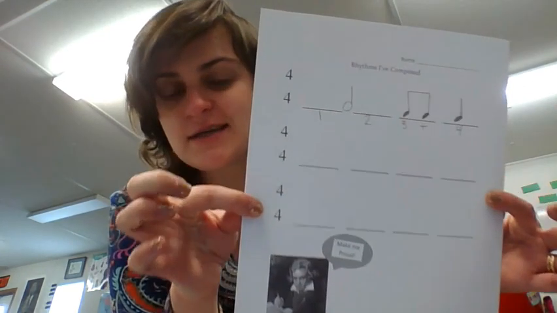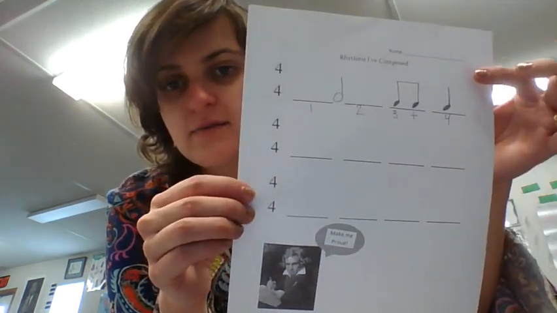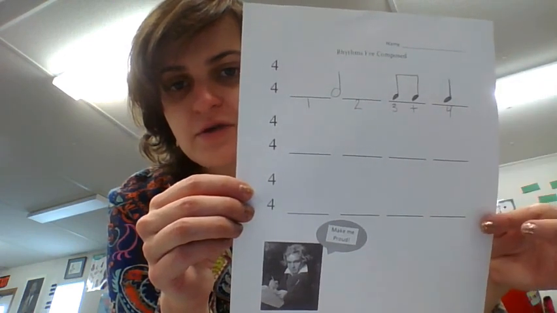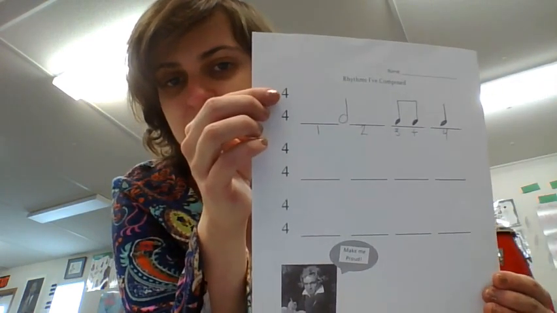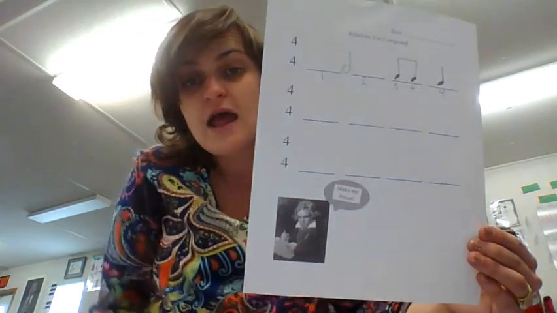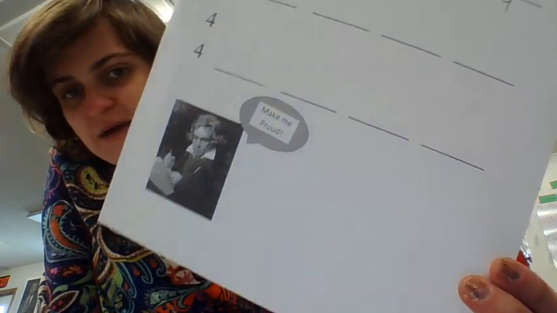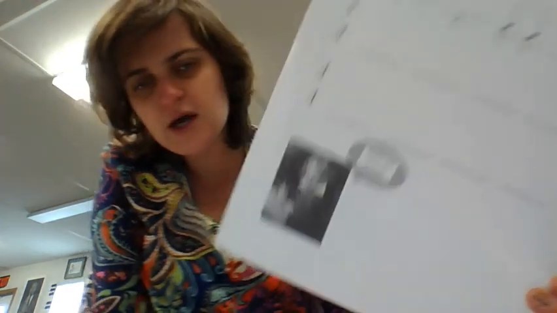Okay, so now that we've talked about the Note Knacks and how the bags work and how you can create rhythms with them, let's write some of these rhythms. So you're gonna have a worksheet that looks like this, and it has 3 measures of 4/4 time, okay? So measure 1, measure 2, measure 3. And notice they each have the time signature 4/4, and they each have 4 blanks, 1, 2, 3, 4. Each of those blanks represents a beat, okay? And at the bottom, it has Beethoven saying, "Make me proud."